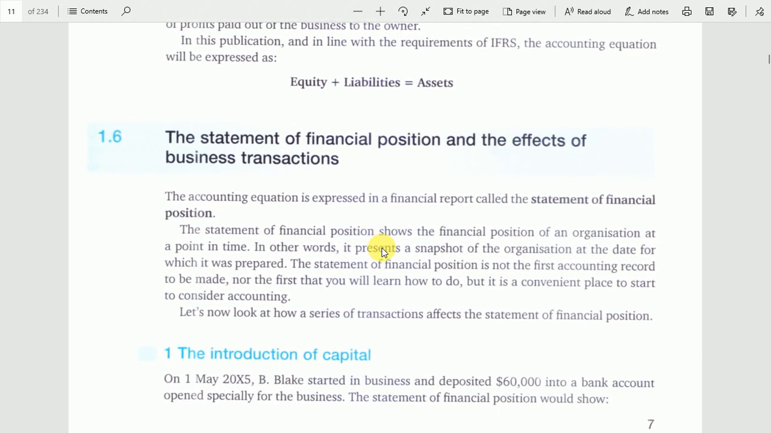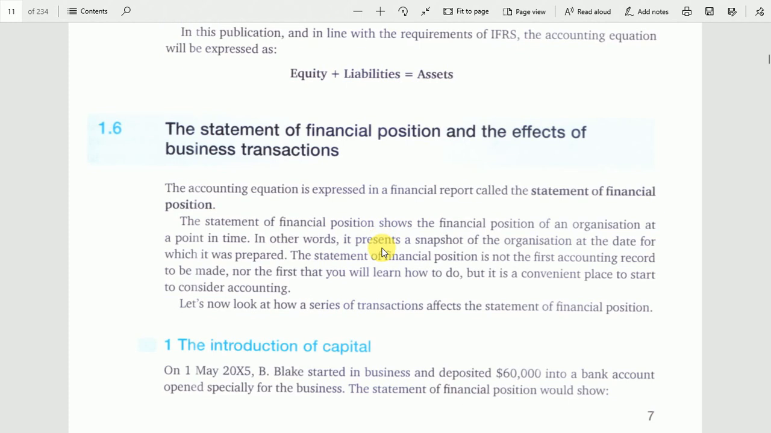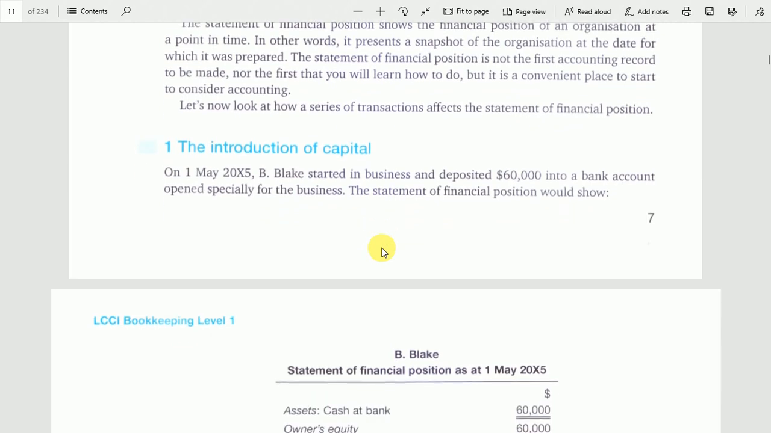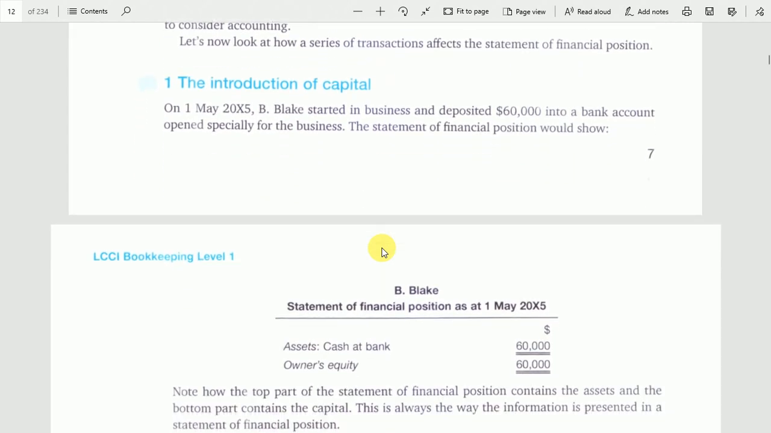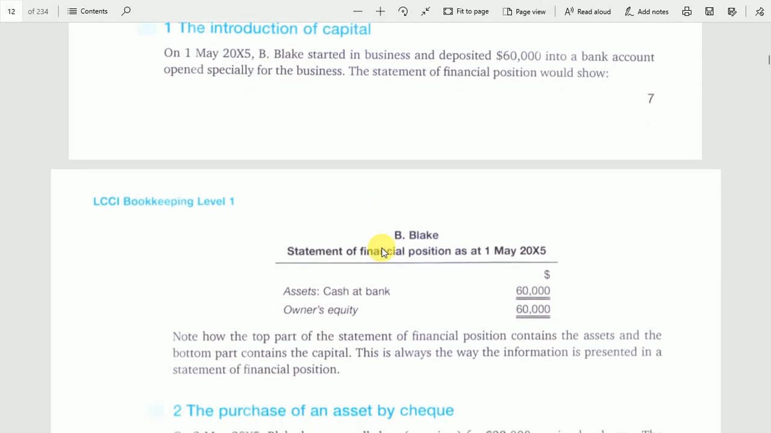So let's learn how a single transaction impacts the financial position of a business. For that, let's assume a scenario here. On 1st May 25, Blake started a business, deposited $60,000 in a bank account opened specifically for the business. The statement of financial position would be as below.